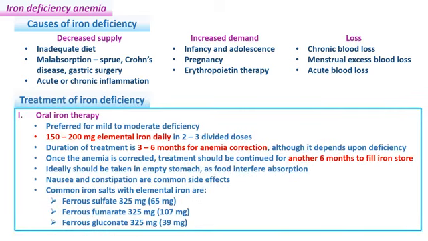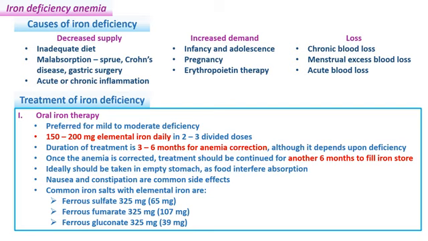Now come to the treatment of iron deficiency. First is oral iron therapy. What are the criteria? Preferred for mild to moderate deficiency, 150 to 200 milligram elemental iron daily in 2 to 3 divided doses. Duration of treatment is 3 to 6 months for anemia correction, although it depends upon the deficiency. Once the anemia is corrected, treatment should be continued for another 6 months to fill the iron store.